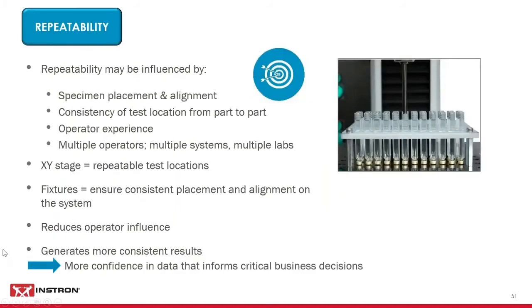There are many factors that impact repeatability, including specimen placement and alignment. Misaligned specimens will show up as variations in the test results. Even with specimen alignment tools, proper alignment often relies on operator experience and the care taken when setting up a specimen. This is compounded when testing multiple points on a component. When a user is manually setting the components up on a system, it's difficult to ensure that each component is tested at the same locations.